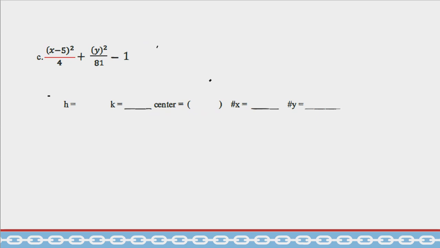Again, try C, and then we will talk about it. So for part C, you're going to have an H value of 5 and a K value of 0. Right, so 5, 0 is your center point. Square root of 4 is 2, and the square root of the 81 is 9.